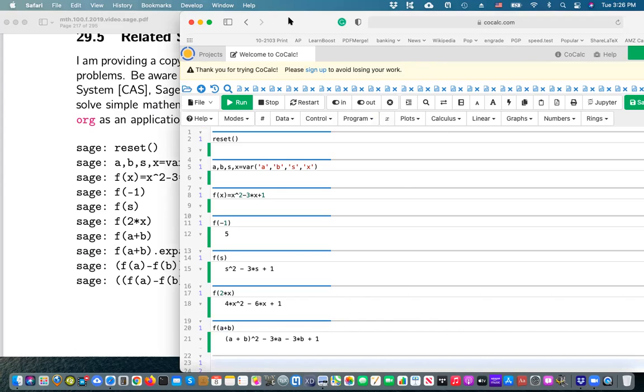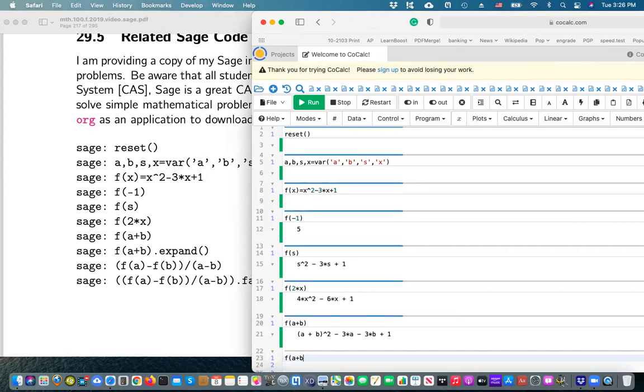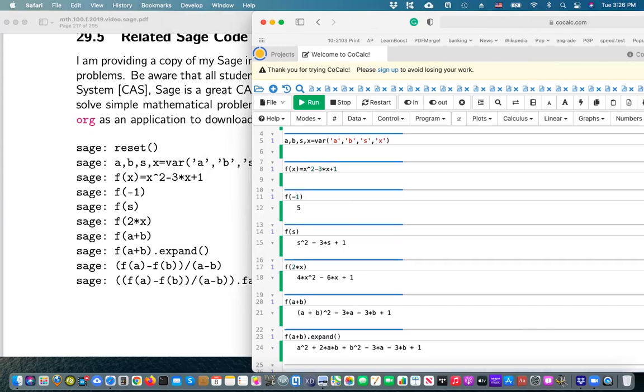Here's the deal though, it didn't expand it. So I'm going to do that command again, f of a plus b. Whoops, I'm sorry about that. But I want to expand it. Whoops, I keep doing it. Dot expand. This is so much like Python, all right? Wow, they expanded it for me. And we've done that in class before.